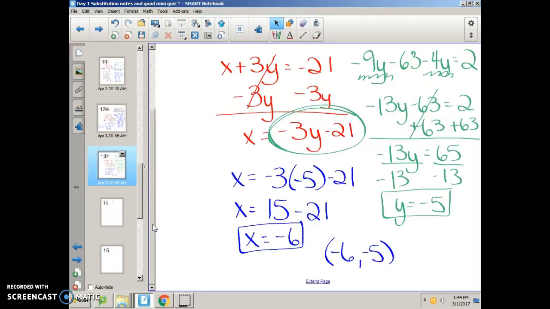Your assignment is numbers 2 through 6 on the back side of this paper. The homework is attached to this announcement on Google Classroom, so feel free to print that off if you need to. It should say substitution assignment or substitution homework. Again, numbers 2 through 6. So 2, 3, 4, 5, 6.